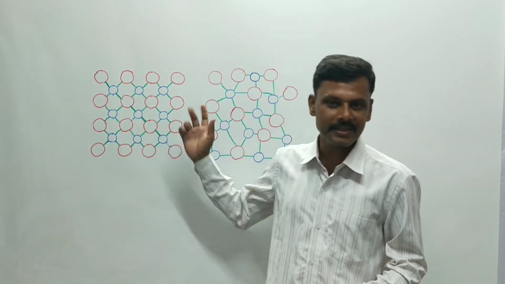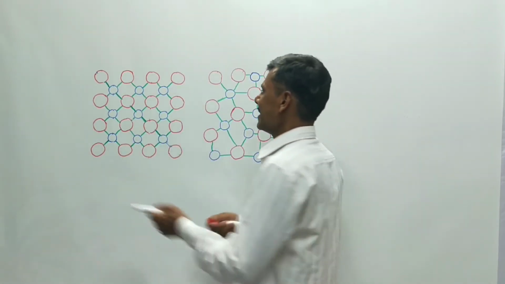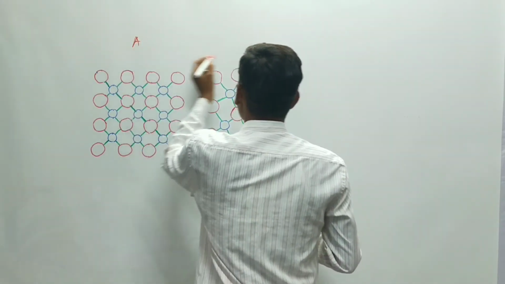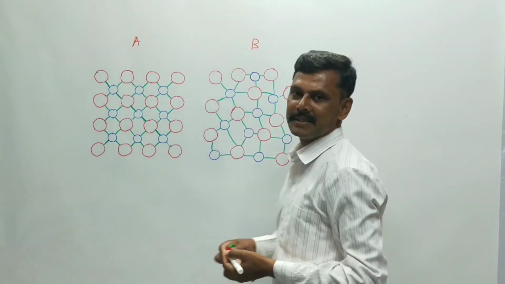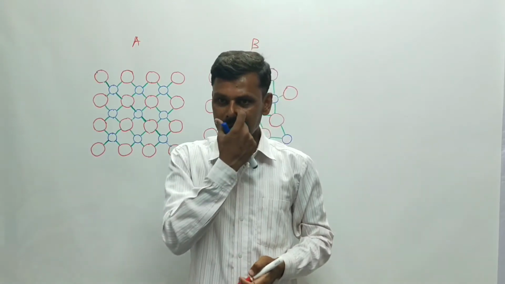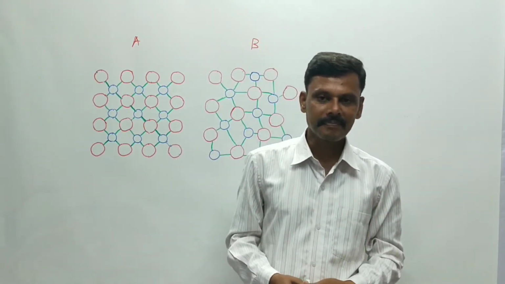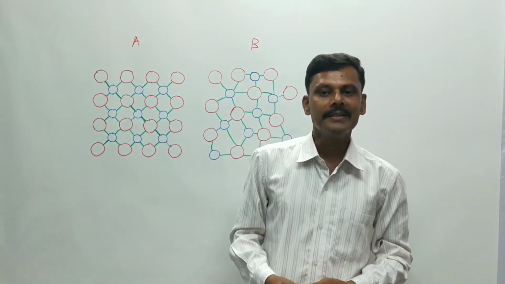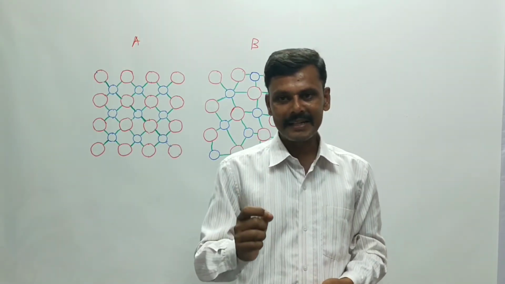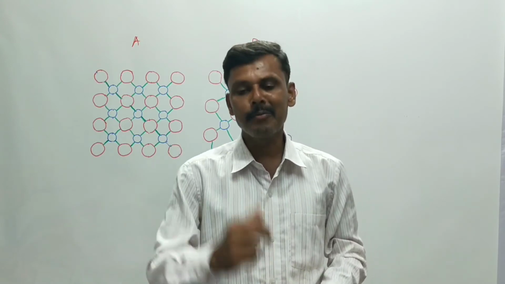Okay friends, now we are going to discuss the two properties, that is anisotropic and isotropic. So for this, observe these two figures carefully. Let me denote this figure as A and this figure as B. So from this arrangement of the constituent particles, can you identify which one is the crystalline one and which one is the amorphous one?